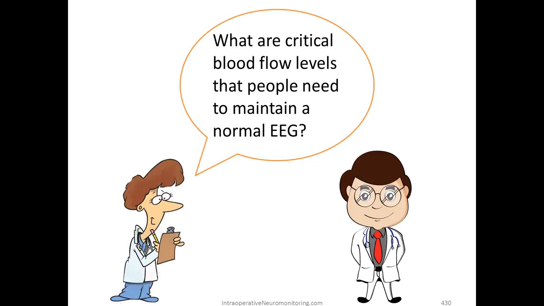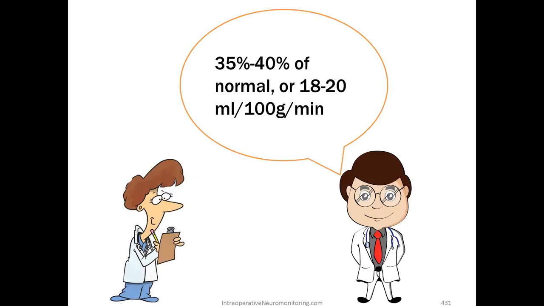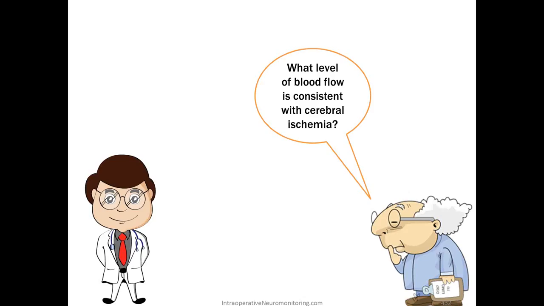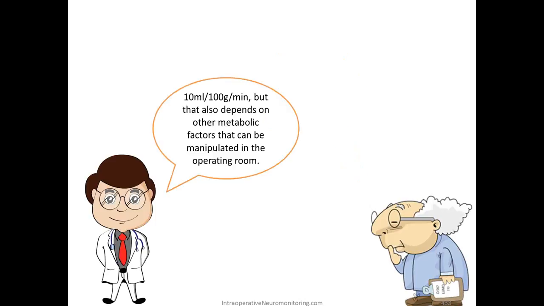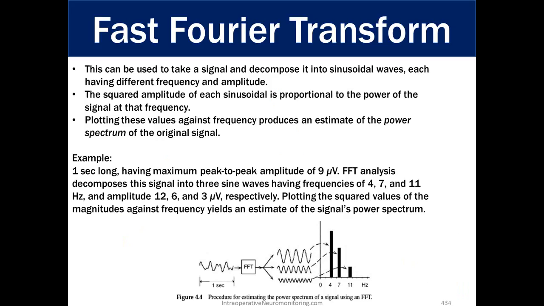What are the critical blood flow levels that people need to maintain a normal EEG? 35 to 40% of normal, or 18 to 20 milliliters per 100 grams per minute. What level of blood flow is consistent with cerebral ischemia? 10 milliliters per 100 grams per minute, but that also depends on other metabolic factors that can be manipulated in the operating room. But that's kind of your golden number there if they're going to be asking you these type of questions. All right, moving on.